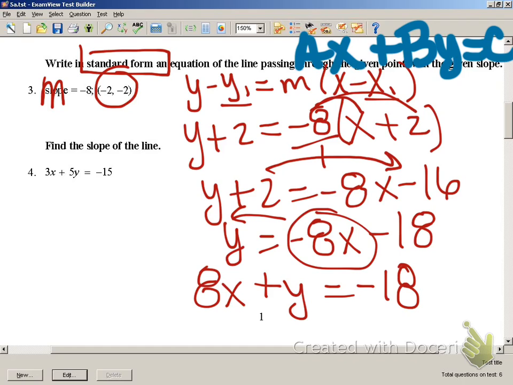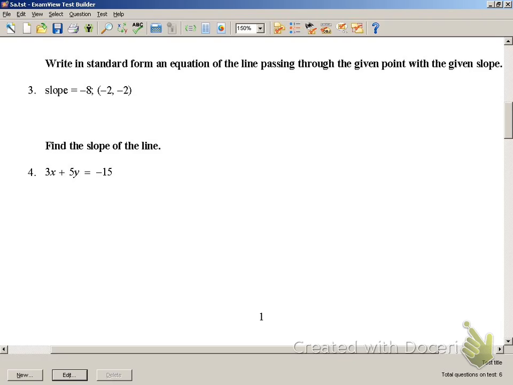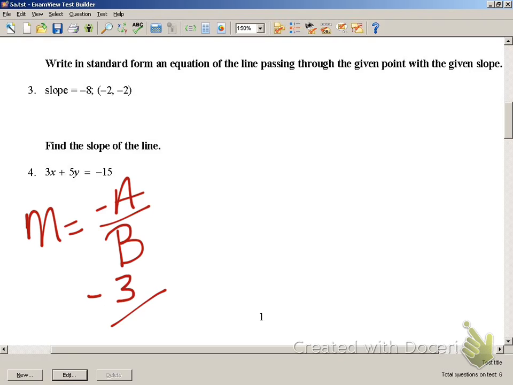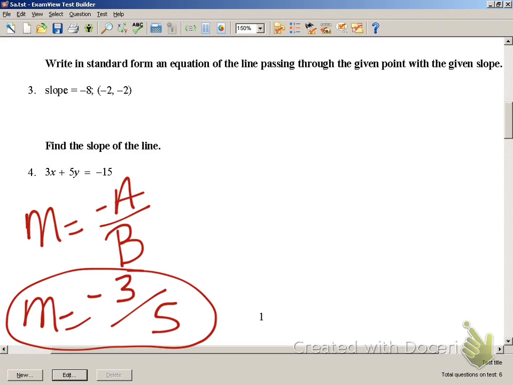Number 4 says find the slope of the line. There are 2 ways we can do this. One, since that's in standard form, slope equals negative a over b. That's a shortcut. In this case, a is 3 and b is 5. So I'm done. My slope equals negative 3/5.